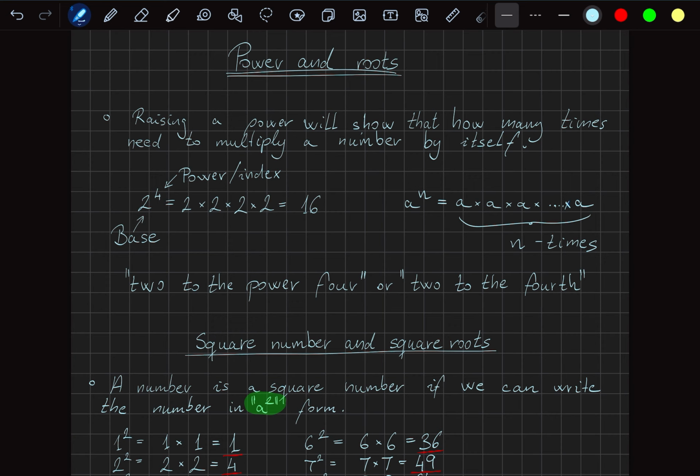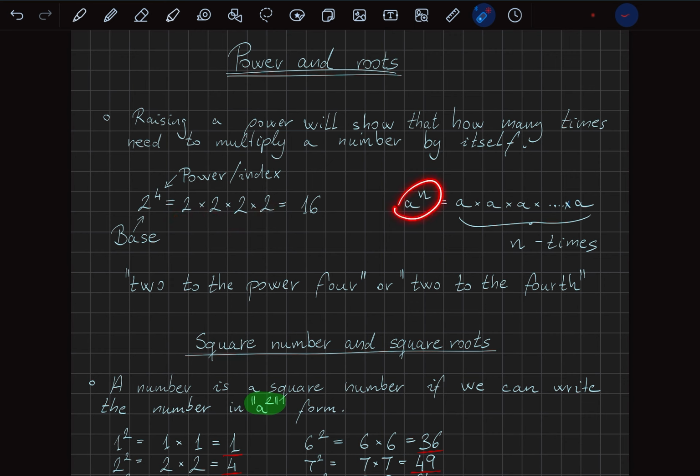Raising a number to a power shows how many times we need to multiply the number by itself. For example, 2 to the power 4 means we multiply the 2, the base, 4 times by itself. So 2 times 2 times 2 times 2 is 16.